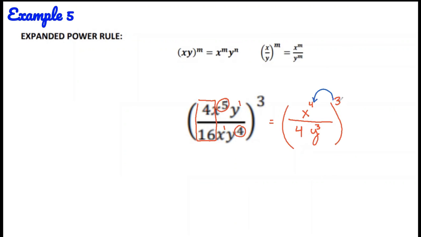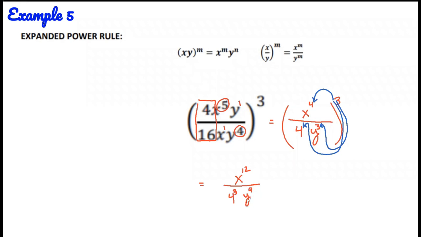So multiply 3 times 4. 4 has an exponent of 1, so we're going to multiply to that exponent, and y has a power of 3, so we're going to go ahead and multiply to that exponent. All right, here we go. We have x to the power of 4 times 3, 12. 4 to the power of 1, 1 times 3 is 3. And y to the power of 3, 3 times 3 is 9.